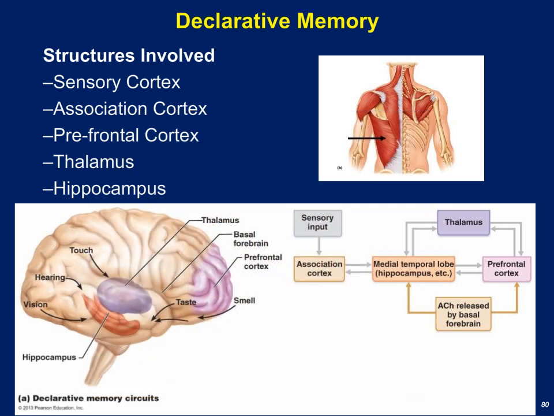Now let's take a look at the sequence of events that are involved in memorizing that information. So first of all, we have sensory information coming in from our eyes in the primary visual cortex. That goes to the visual association cortex and then to our multimodal cortexes. It will then travel to the hippocampus, which is located in the medial temporal lobe. The hippocampus is very important in forming long-term memories. And the hippocampus communicates with both the thalamus and the prefrontal cortex via neurons that release acetylcholine.